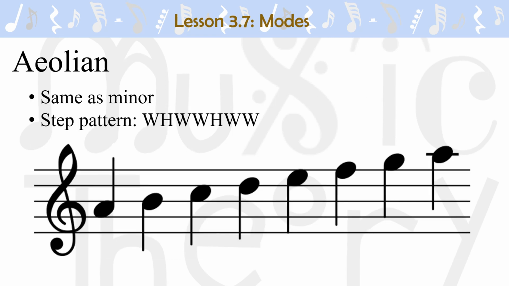Aeolian is exactly the same as natural minor. The step pattern is whole, half, whole, whole, half, whole, whole. So C Aeolian would be the same as C minor, E flat Aeolian would be the same as E flat minor, etc. Even though it is the same as minor, you still need to know the name because music theory exams will ask you for the name of the mode.